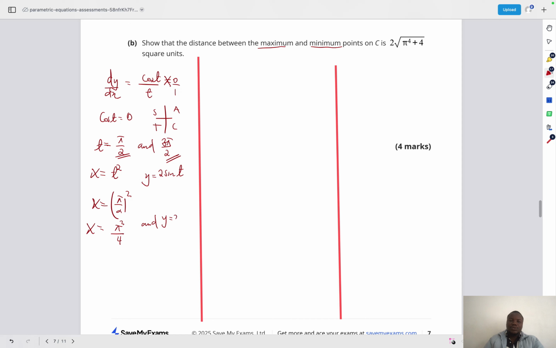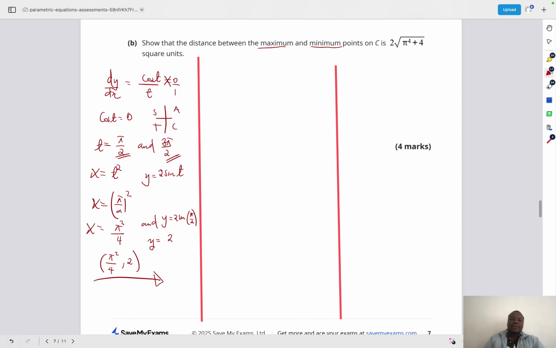And then for y, when x is that, I'm going to have y equals 2 sin pi over 2. If I do that, my y is going to give me 2, because sine of pi over 2 is 1, so 1 times 2 gives me 2. So it means this coordinate point actually is pi squared over 4, comma 2. This is one coordinate point when t is equal to pi over 2.